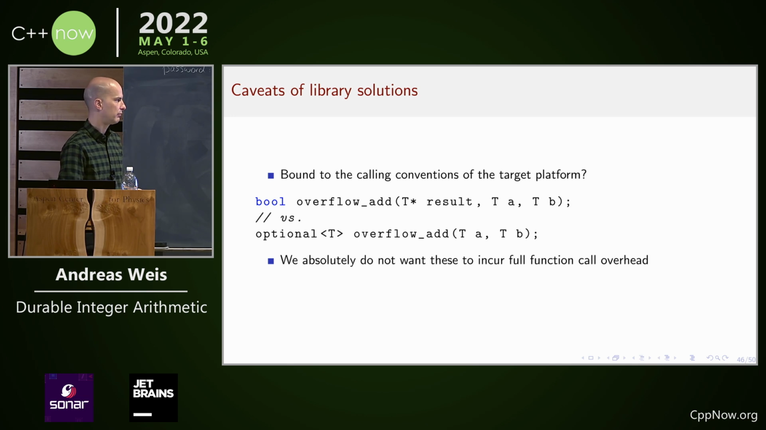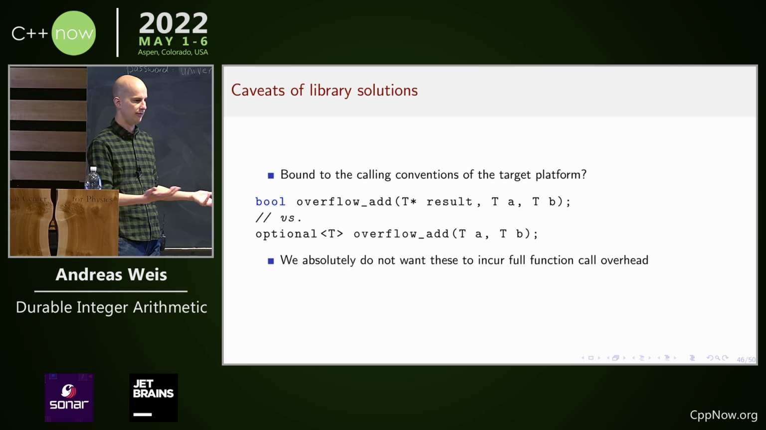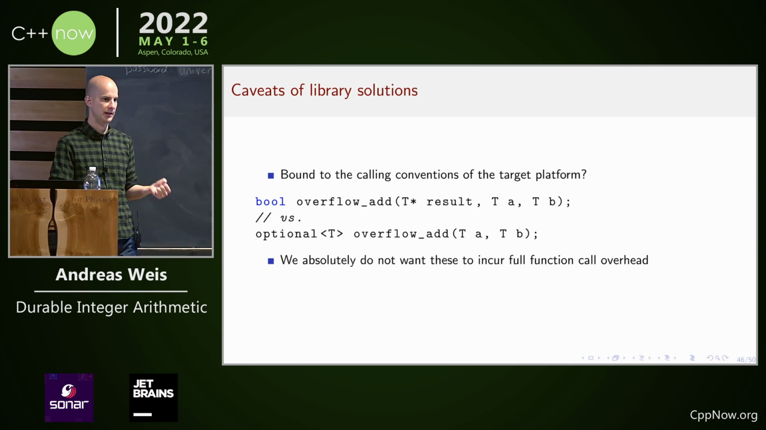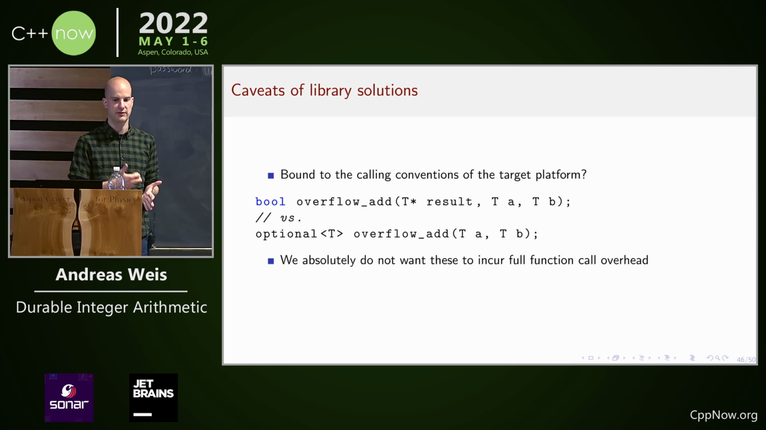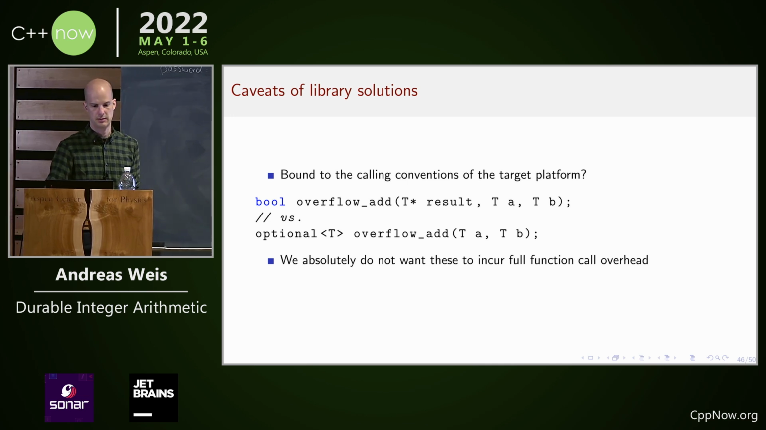Furthermore, we absolutely do not want to have the full function call overhead for this. So I think it's in the best interest of implementers, of compilers, to treat them specially once they're there. So I hope that worrying about the interface here is really not a concern.